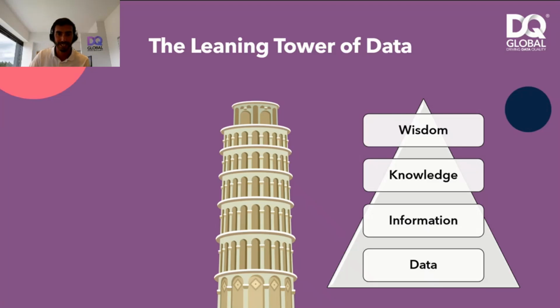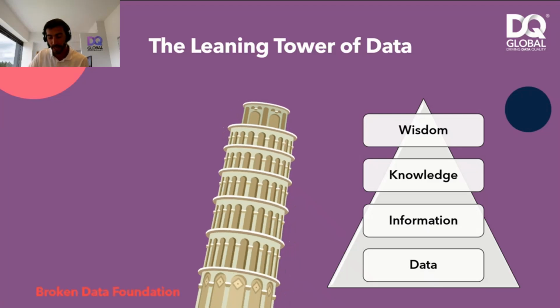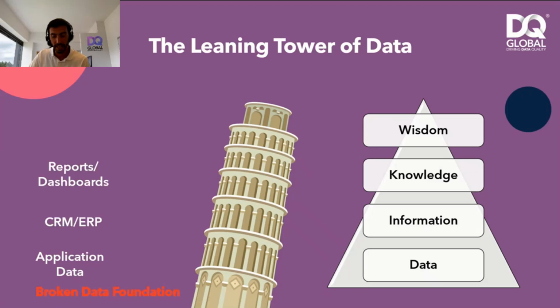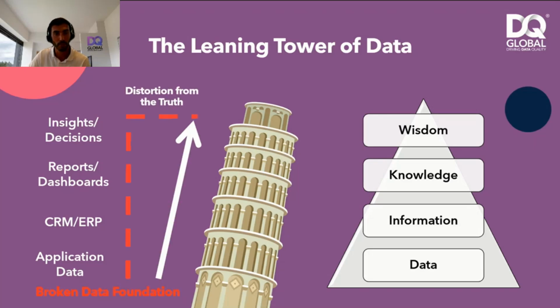So to put that back into the CRM space, if we have a broken data foundation, we have our application data sat in CRM. We then layer that up on top of reports and dashboards. We have insights and decisions that we're making out of those dashboards. And then we layer AI on the top of that, like Copilot. We have a distortion from the truth. And again, that's why this conversation about data quality is becoming so important, because people are rapidly getting to these insights. But if you don't trust the data at the foundational level, then it's all going to fall down.